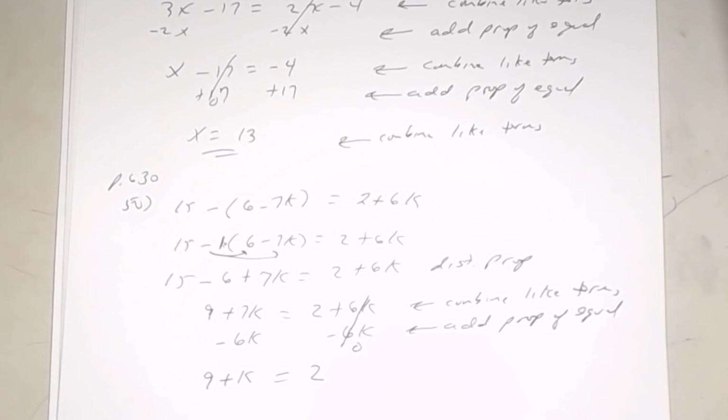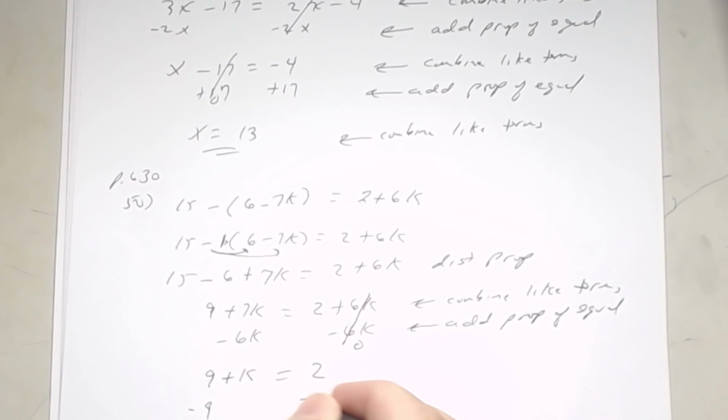All right, so that's where I'm at. Now, before I go any further, what is the coefficient of k? 1. So am I going to be using the multiplication property? No. All I need to do is get rid of what term? The 9. So do I add or subtract? Subtract. All right, so I'm going to subtract 9 from both sides.